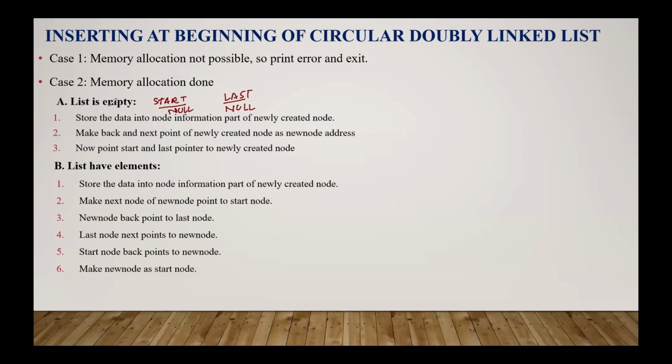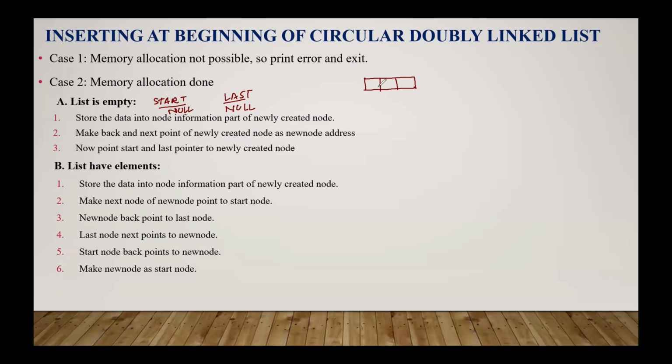There is no element. That's why whenever we create a node and insert it into the empty linked list, certain operations we have to perform. For example, memory allocation is done. Here start equals null, last equals null. So we create a node. Now in a circular double linked list, the node consists of three parts: first the address of the previous node, then the information, then the next.